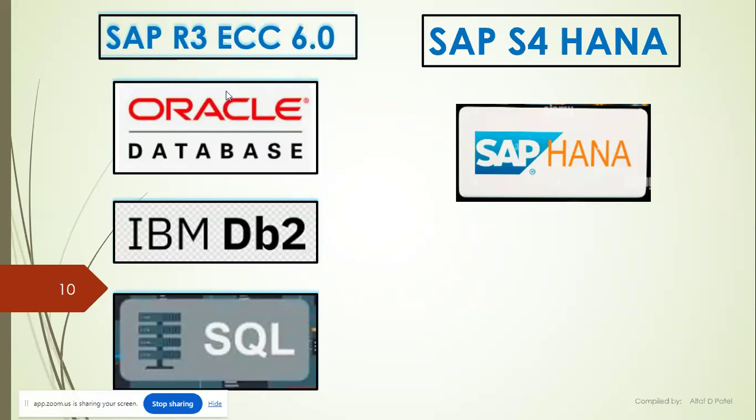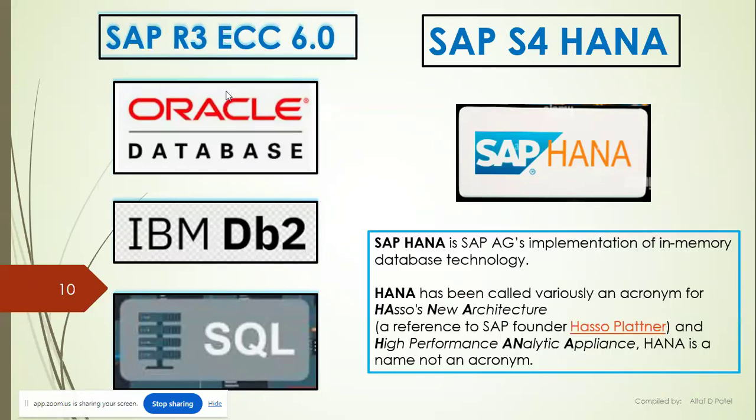So S4 HANA is a new database and it is much faster and user friendly. There are some technical terms I will explain to you later. So when somebody asks you what is HANA, HANA is a database used for SAP in the world. So what does HANA stand for? SAP HANA is an in-memory database technology.